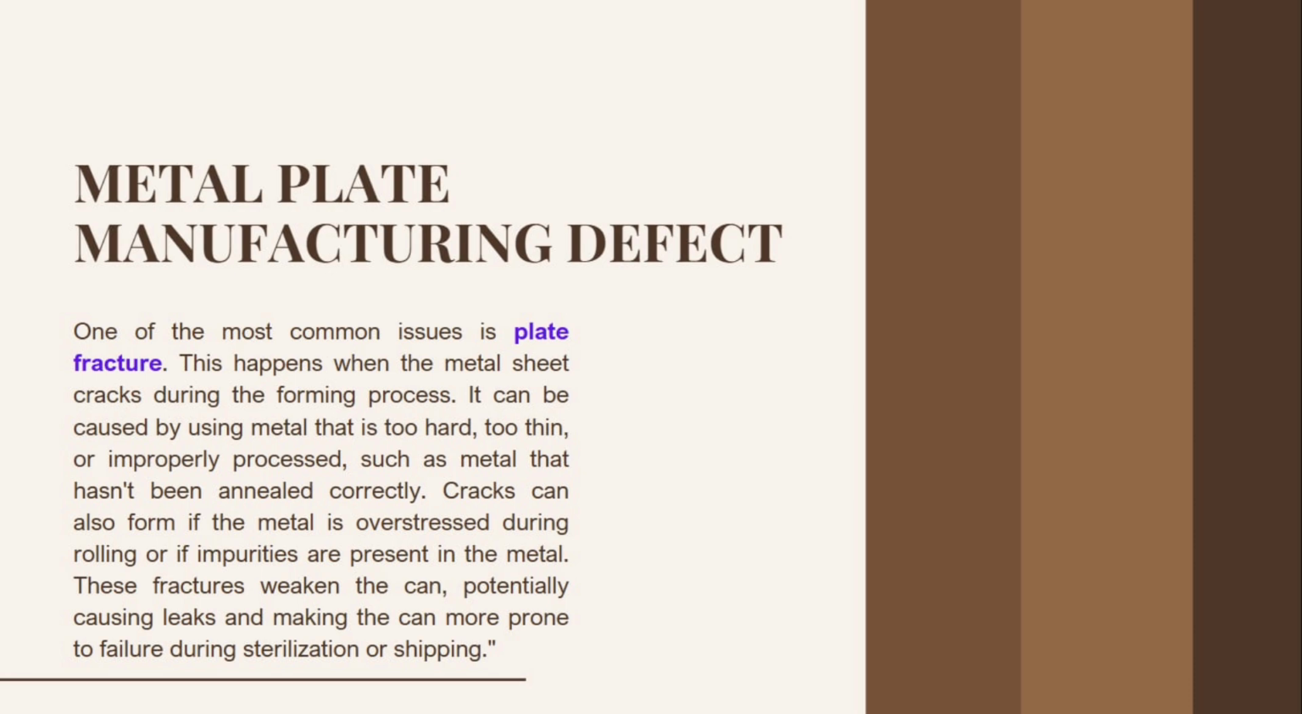Impurities in the metal, such as slag or foreign particles, can also create stress points that lead to fractures under pressure. These fractures are a serious problem because they weaken the can, making it more prone to leaks and structural failure during sterilization, shipping, or storage.